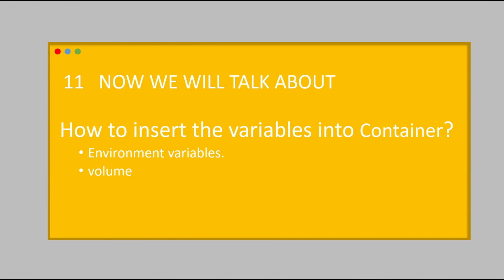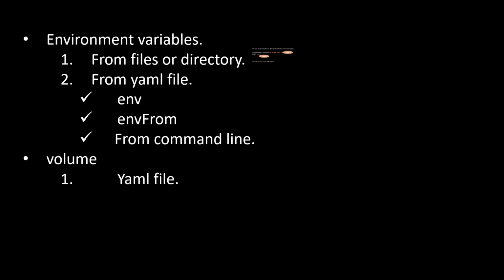Now we will talk about how to insert the variable into container. As I said previously, there are two ways: environment variables or from volume. From the environment variable, we have two options: from files or directory, from YAML file, envFrom, and from command line. So let's explore the first one, that is from file or directory.